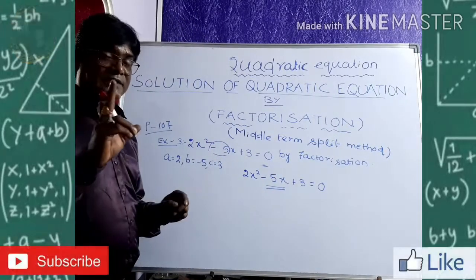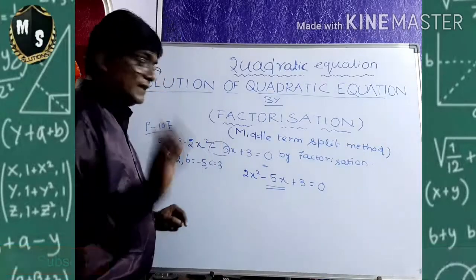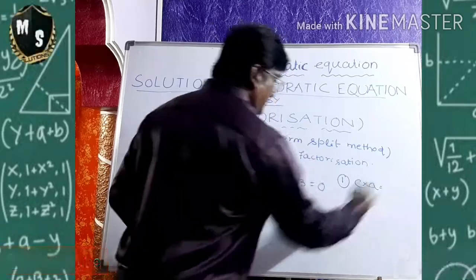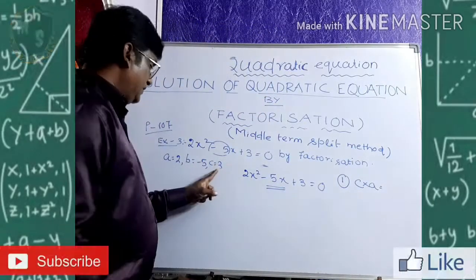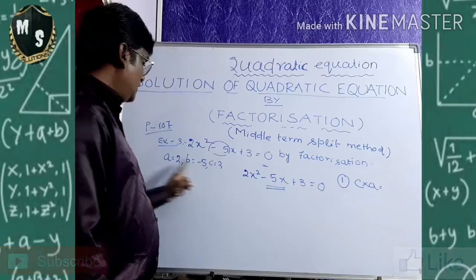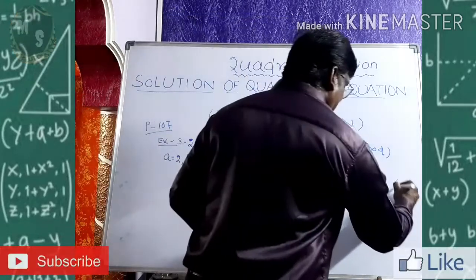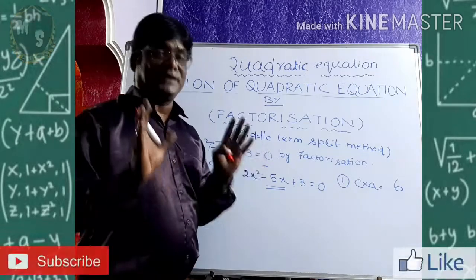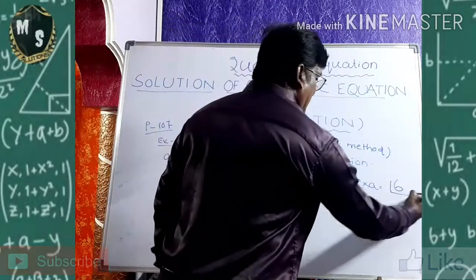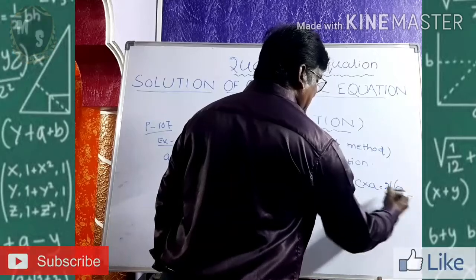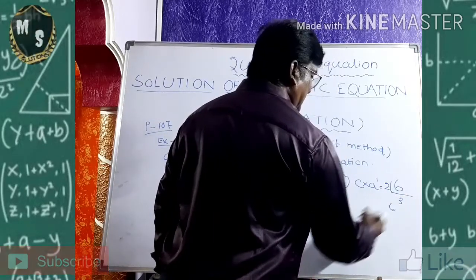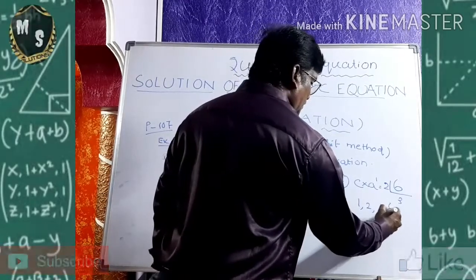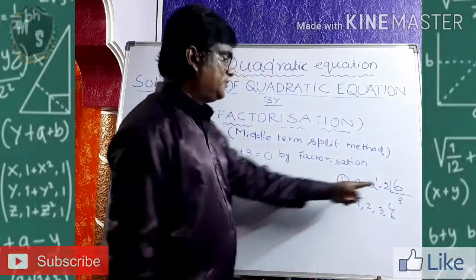What is the first step I told you in factorization? Again I am saying, the first step is C into A. What is your C? Plus 3. What is your A? 2. 3 twos are 6. After that I told you to take the factors of 6. What are the factors of 6? First, 2 threes are 6. Second, 1 six is 6. So 1, 2, 3, 6 are the factors of 6.